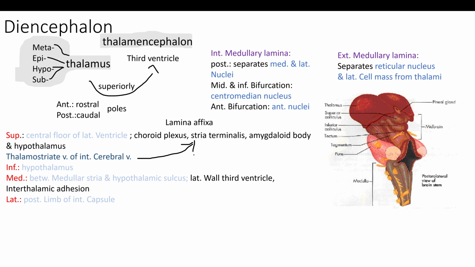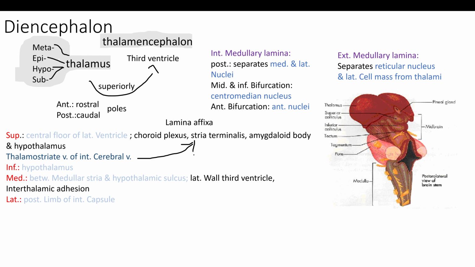First of all, the Diencephalon is made out of the thalamus, which is an egg-shaped mass of consistent gray matter, arranged in certain nuclei and divided by two bands of white matter. We have first of all the internal medullary lamina, which is Y-shaped and composed of three parts. The posterior part separates into the medial and lateral nuclei, with the middle and inferior bifurcation situated around the central median nucleus, and the anterior part, the anterior bifurcation, situated around the anterior nuclei.